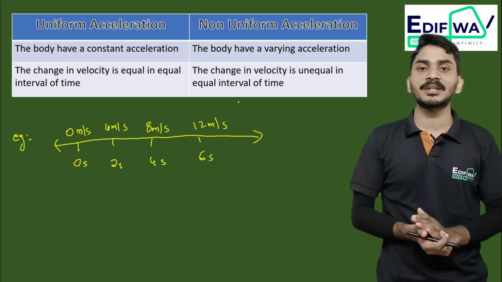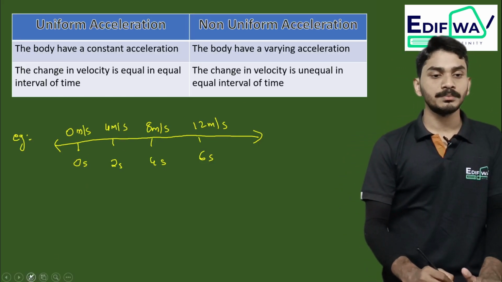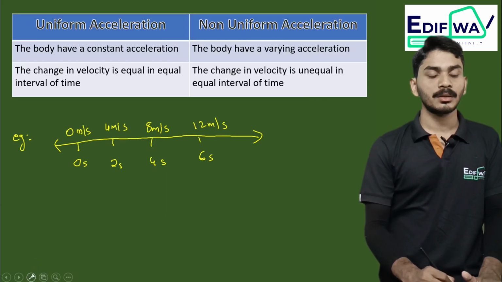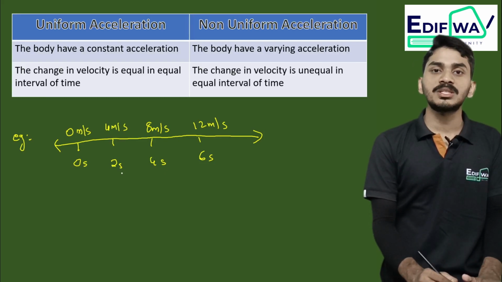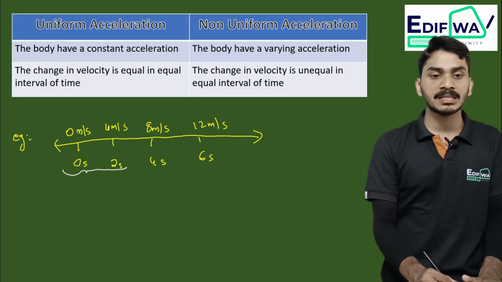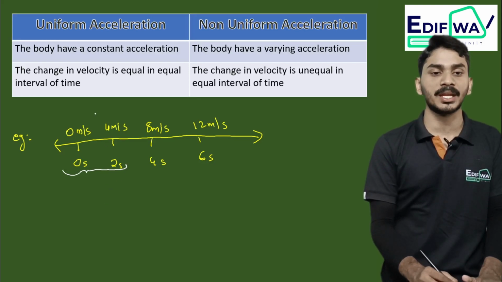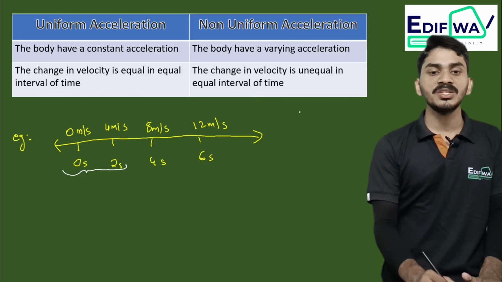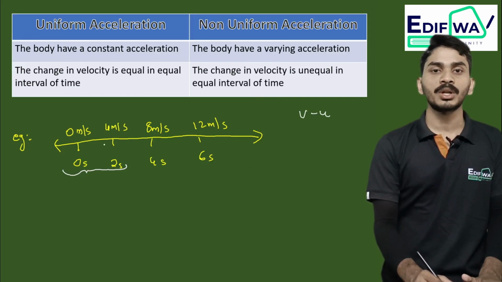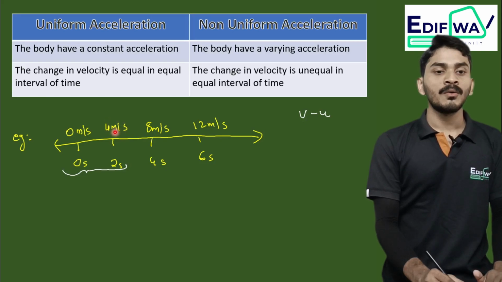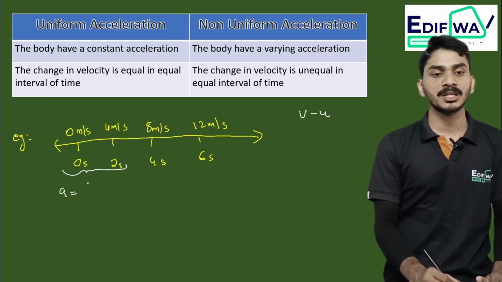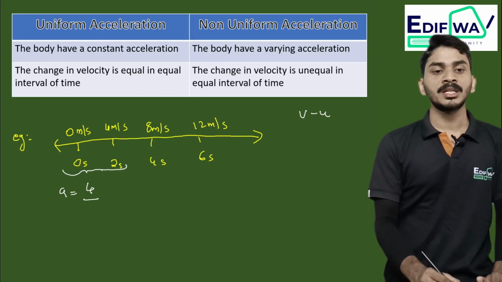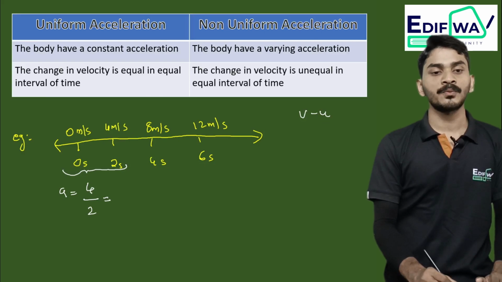Let us find out the acceleration from this. We'll change the pen color. Acceleration means change in velocity per unit time. So let's find the acceleration for the interval 0 to 2 seconds. What is the change in velocity? Change in velocity is v minus u, right? In this case it is 4 minus 0, which is 4. So the change in velocity is 4, the time taken is 2 seconds, so 4 by 2 will be 2 meter per second square.